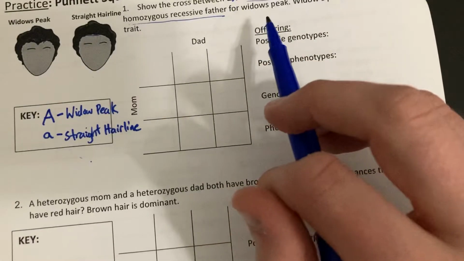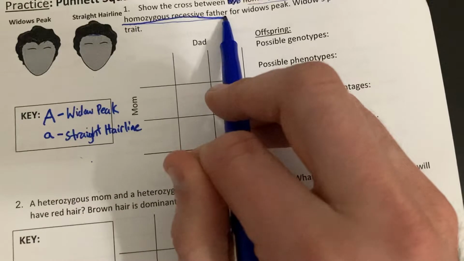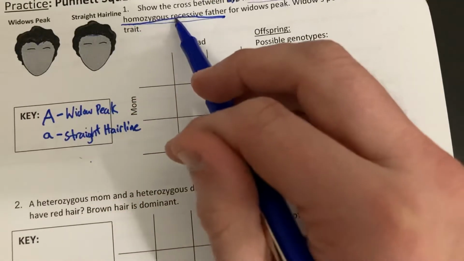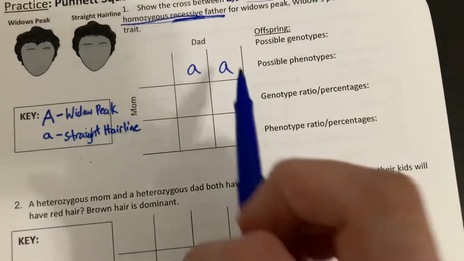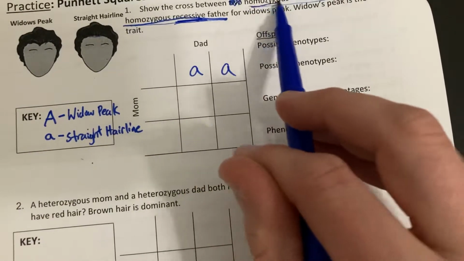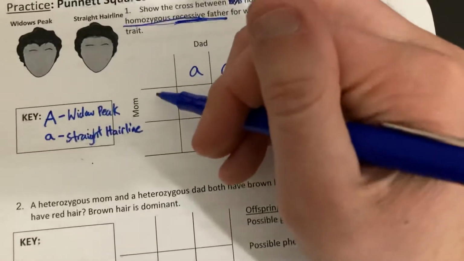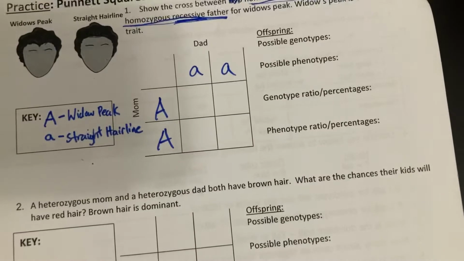So the dad is homozygous recessive. All right, so homozygous means they have the same alleles, and specifically those alleles are recessive. So I'm going to do little a, little a. So it looks like that dad has a straight hairline. And the mother is homozygous dominant, which means that she has both dominant alleles. She has a widow's peak, okay?